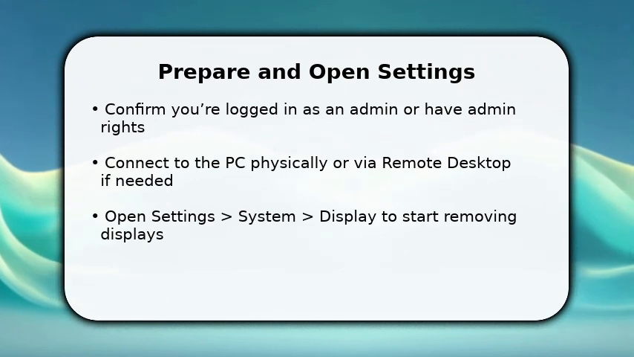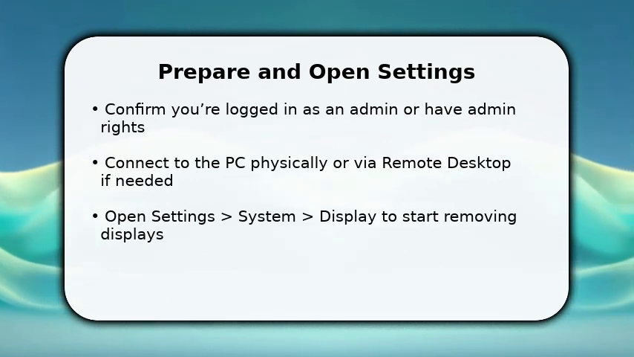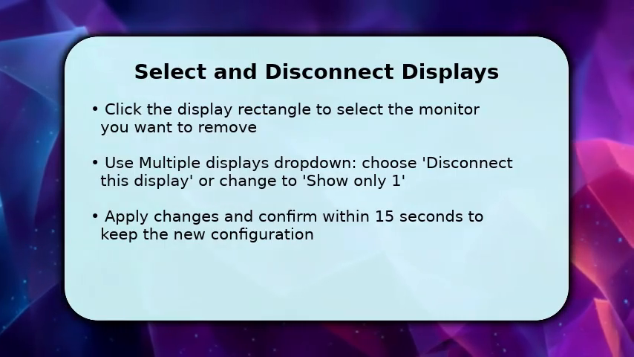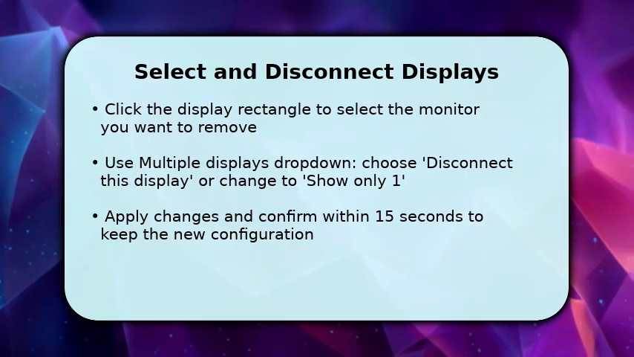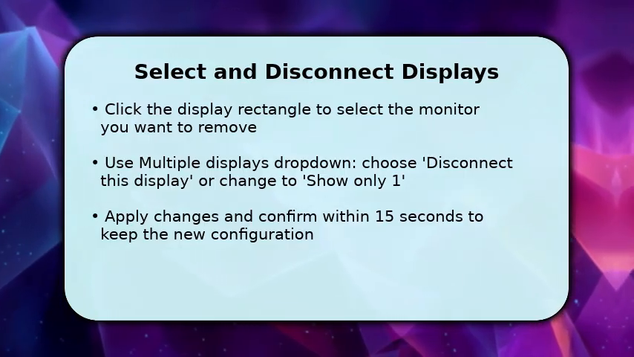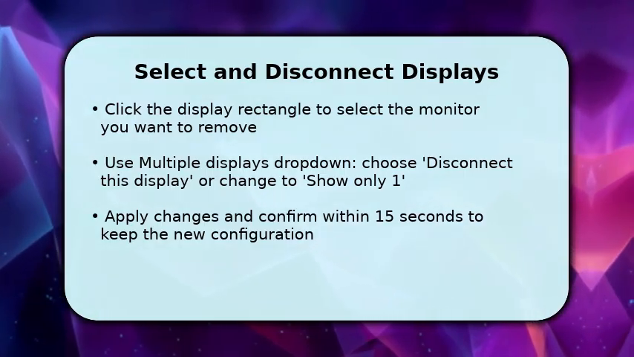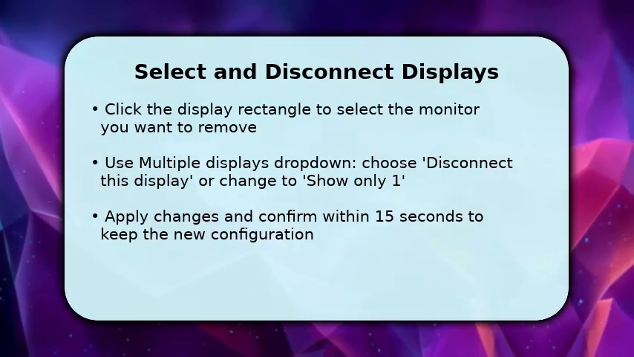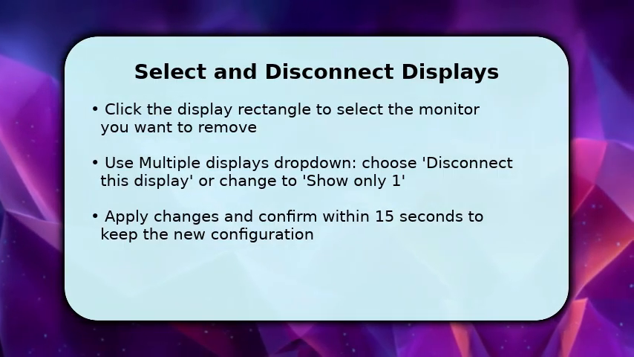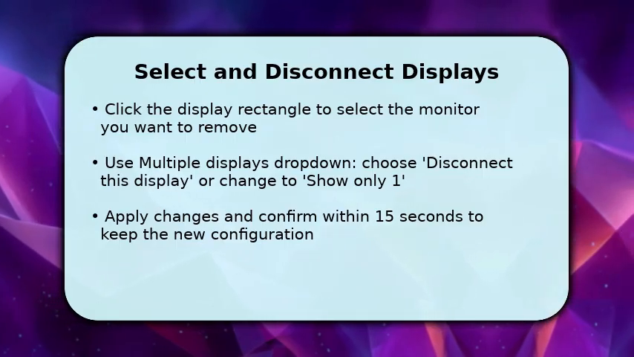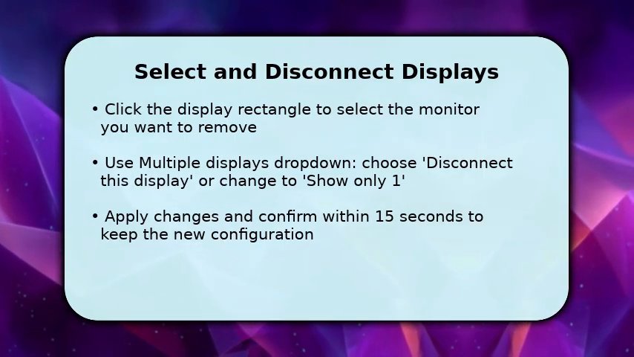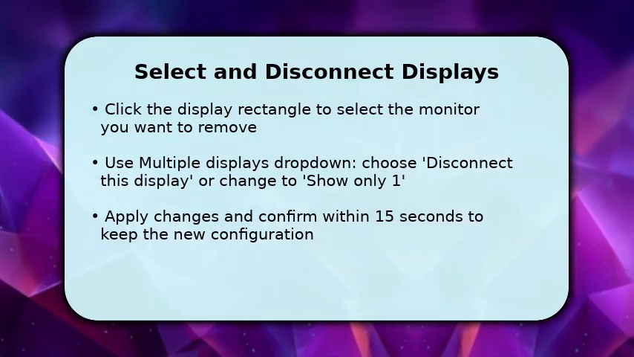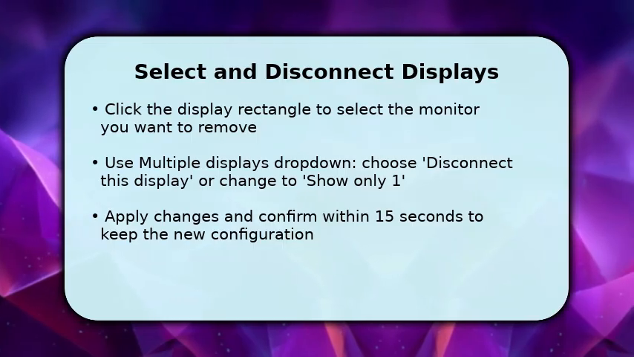Now select the monitor rectangle that corresponds to the display you want gone. Once selected, scroll to multiple displays and pick Disconnect this display, or switch to show only one on the primary monitor if removing extras. Click Apply and Windows will prompt you to confirm. This timeout prevents accidental lockouts. If you don't confirm, settings revert automatically. Repeat for each additional display. Take your time here to ensure the primary display remains active and apps don't end up off-screen.